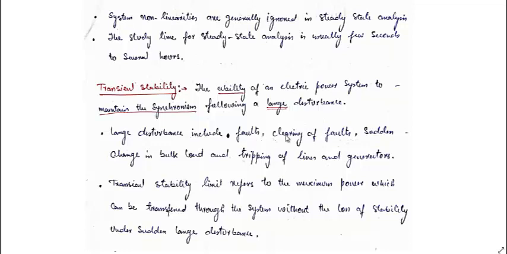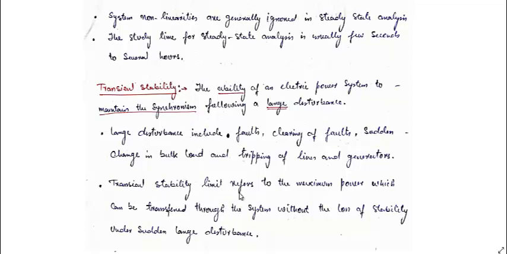So clearing of faults is again opening of the circuit breaker. It results in the decrease in the load, and it will be a large disturbance. And when we close this circuit breaker, a large load will be applied on the system. It is again a large disturbance, a large load change. Sudden change in the bulk load and tripping of the lines and generators also result in a large disturbance or large load change on the system, which can be taken as a disturbance and which may result in the transient stability problem.